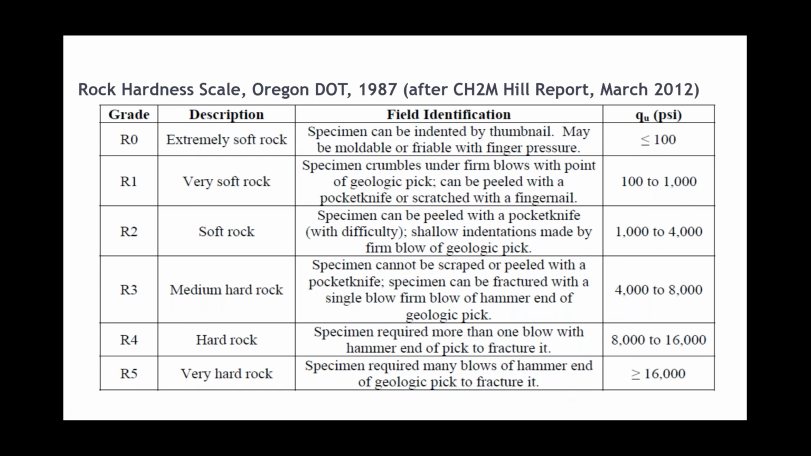The rock hardness scale that I alluded to, as you can see, R0 is less than 100 PSI, and R5 is very hard, or greater than 16,000 PSI. Obviously, when we're out in the field, we're not breaking uniaxial core samples, so we don't directly know or measure the uniaxial strength, but we have tools in our toolbox to identify the material in the field using fingernails, pocket knives, and a geologic pick. And so our engineers spend a lot of time scraping spoils and busting them with a geologic pick to estimate the grade of the rock.